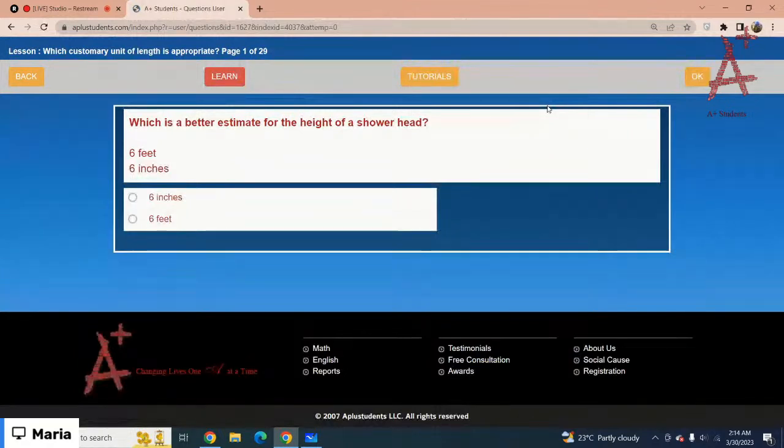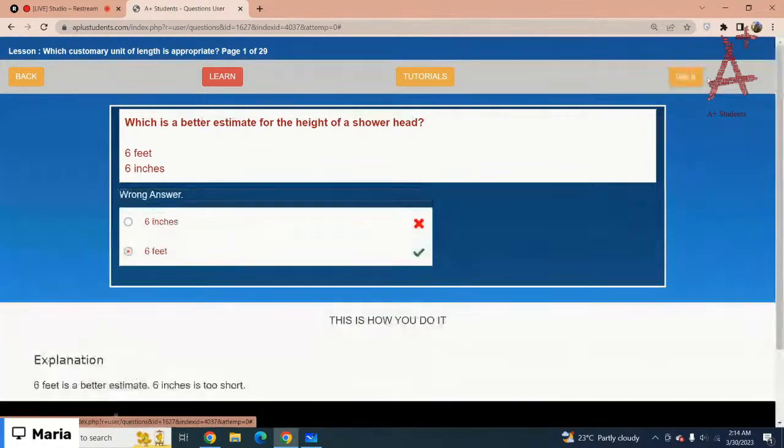Which is the better estimate for the height of a shower head? Is this 6 feet or 6 inches? The length of the shower head must be in inches. Got it? Because feet is a much bigger unit for just the head of the shower. It would be 6 inches. Got it? Not in feet. For a complete shower, it would be 6 feet, not inches.